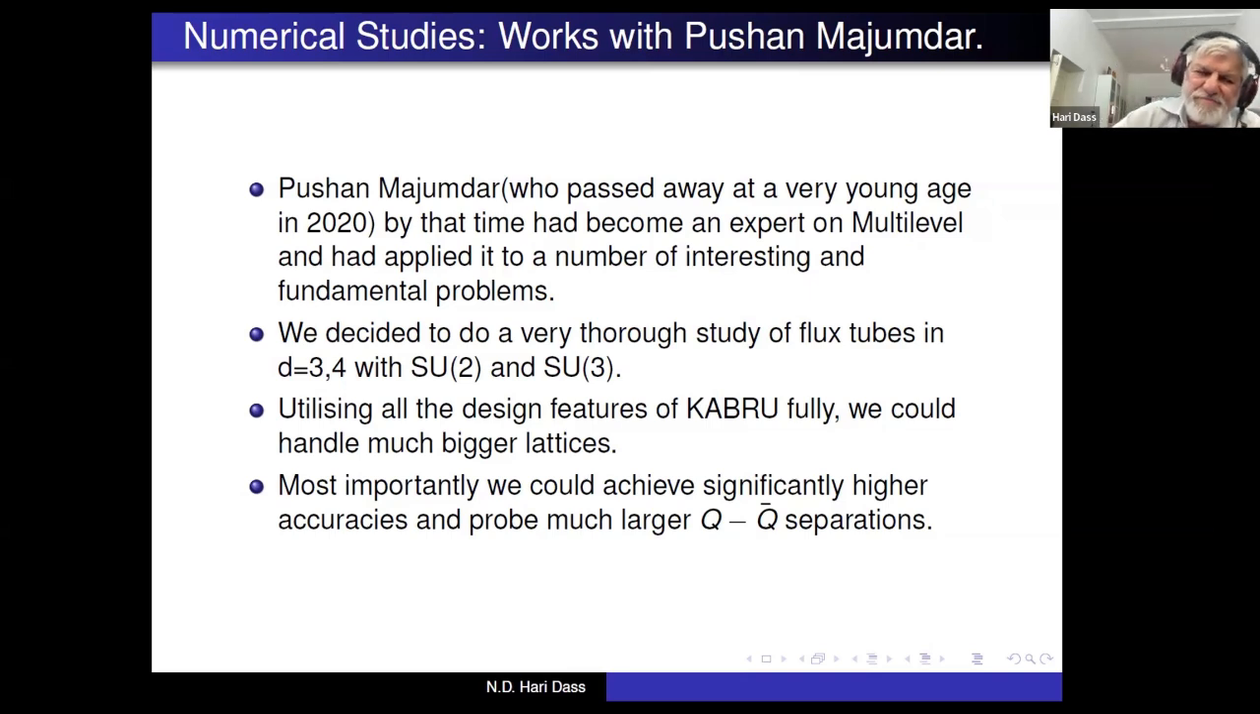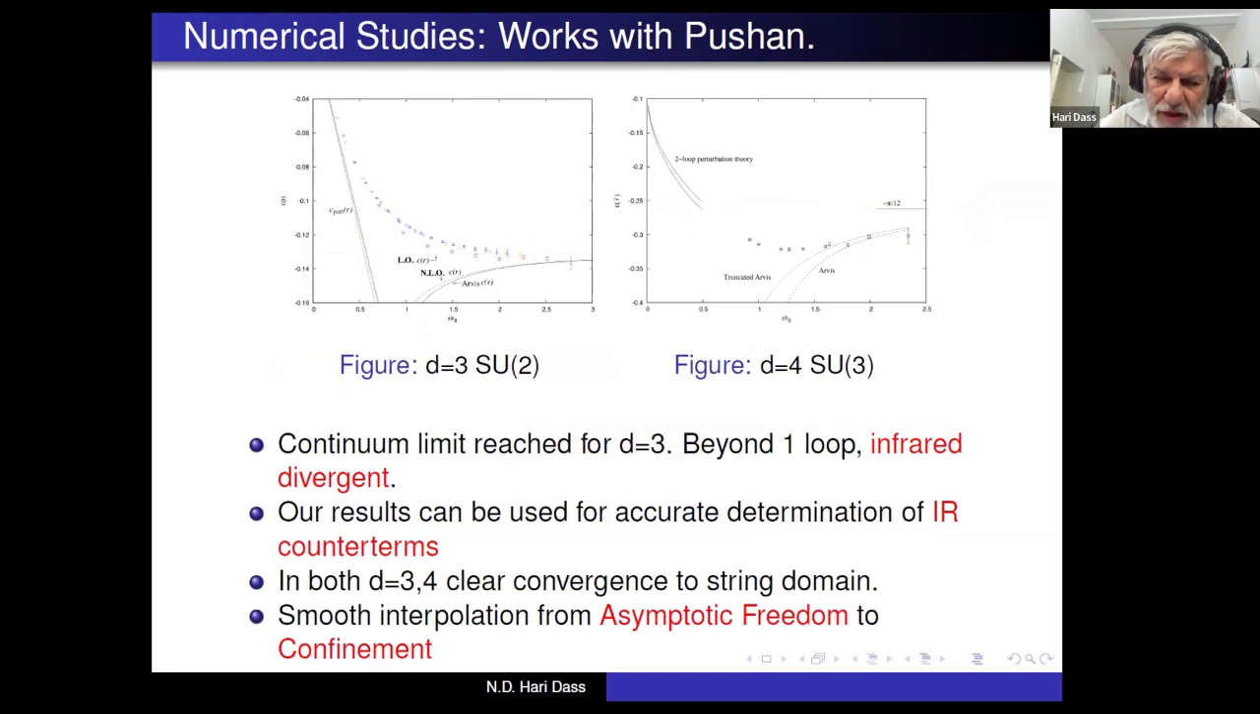Next slide. So here are the results of the numerical studies. On the left side, you have the 3-dimensional SU(2), and on the right side, you have 4-dimensional SU(3). What you can see is at the short distance end, there is complete agreement with perturbative QCD, both in 3 and 4 dimensions. And at the right-hand side, for very large distances, there is an impressive convergence towards the string-like potential.